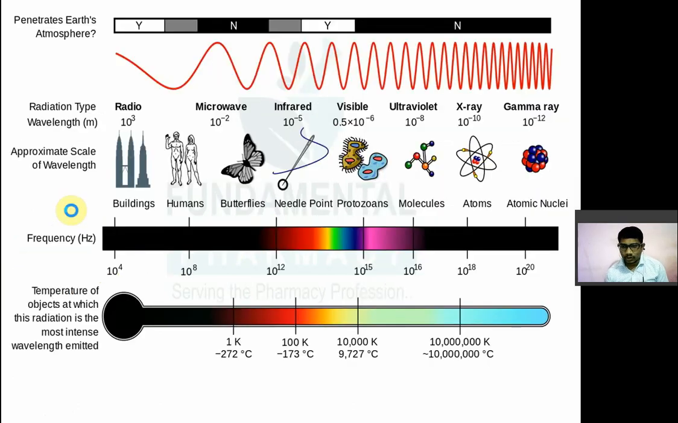Now the electromagnetic spectrum, as you can see in this image. In the electromagnetic spectrum we have different kinds of waves with different wavelength, different energy, and different wave number. So in the electromagnetic spectrum you will have different radiations like gamma rays.